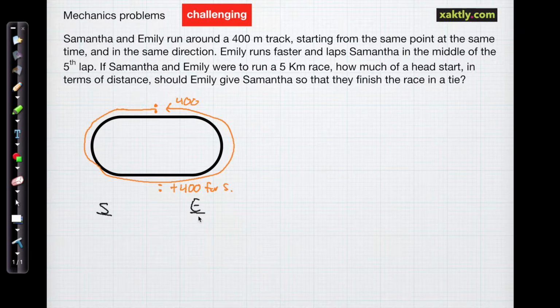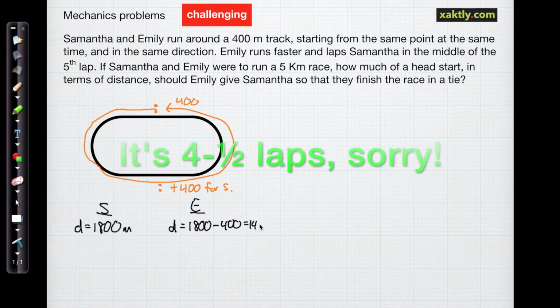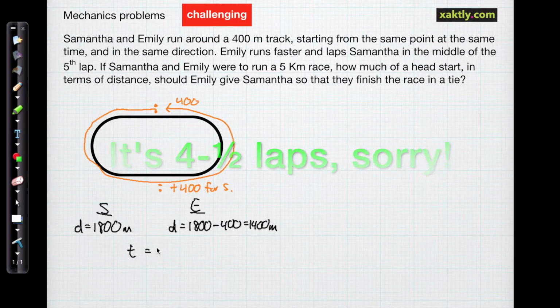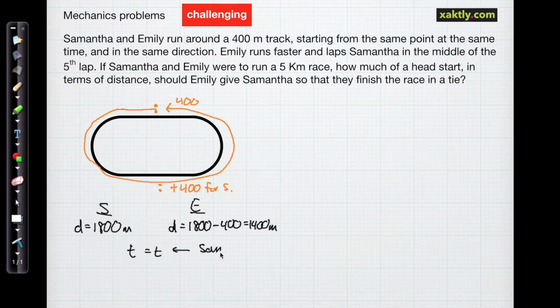So we'll divide these up into Samantha and Emily, and again I've got these backwards. I'm assuming that Samantha's the faster runner. So Samantha's going to run 1,800 meters, 5.5 laps, excuse me. And then that means that Emily will run 1,800 less 400 because she's been lapped. She's run one fewer lap than Samantha. They both do this in the same amount of time.